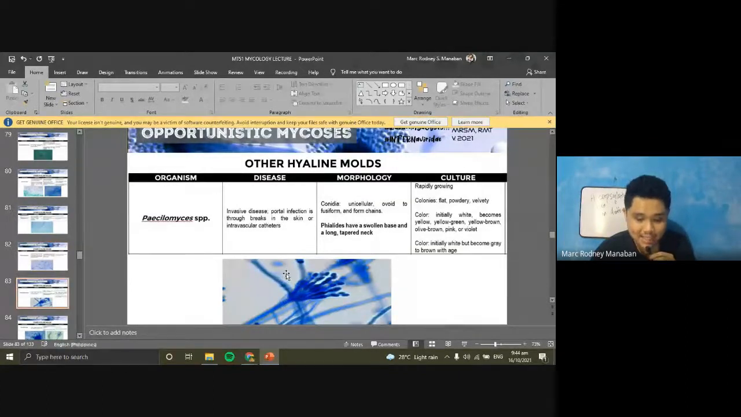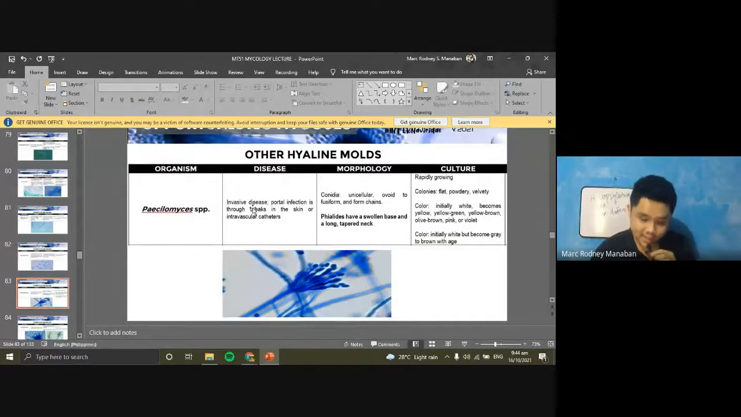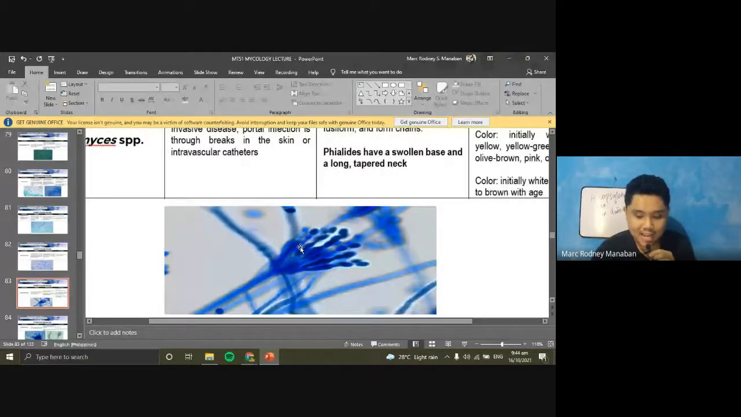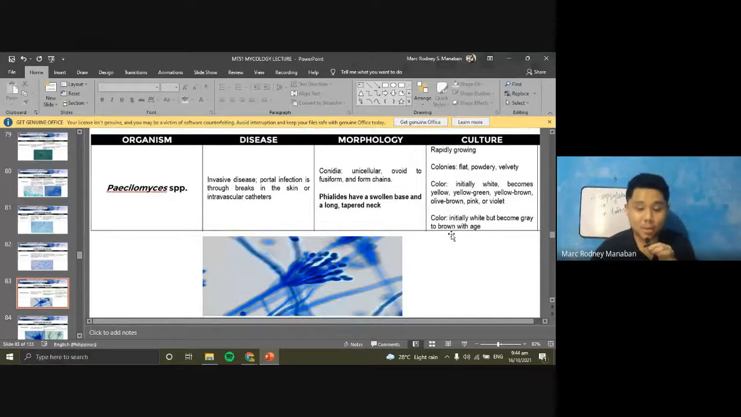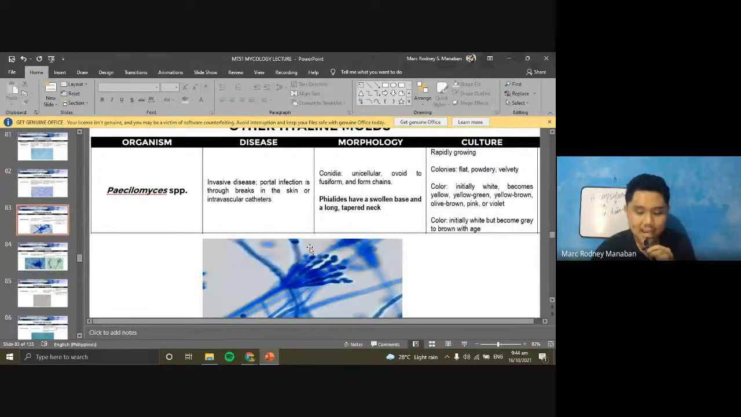Next, you have Paecilomyces. Paecilomyces, again, can cause invasive disease. The port of infection happens through breaks in the skin or intravascular catheters. Again, you have their phialides, as we have mentioned, that hold the conidia. As you can see, the phialides are somewhat narrow. And then the colonies are powdery, velvety, and a lot of colors can also be demonstrated in the colonies. Again, the phialides, and on top are the conidia.